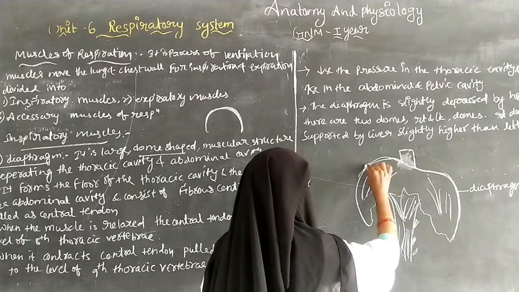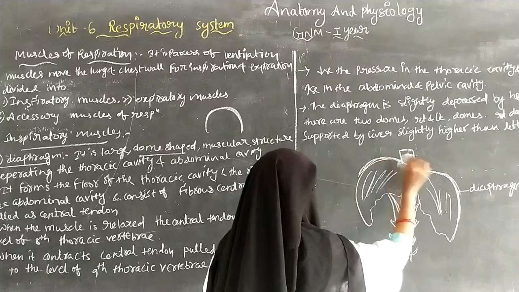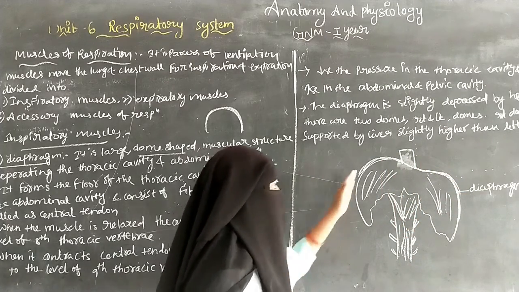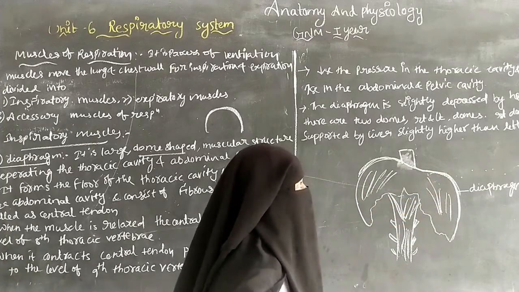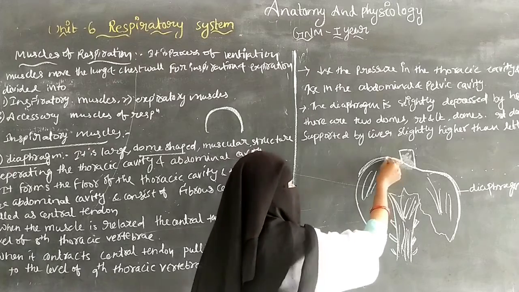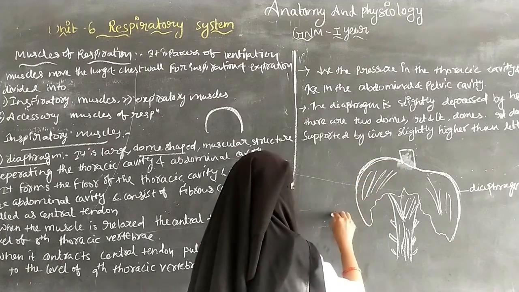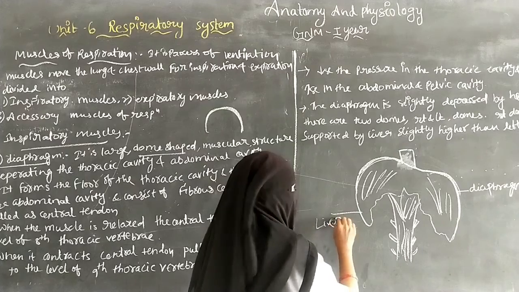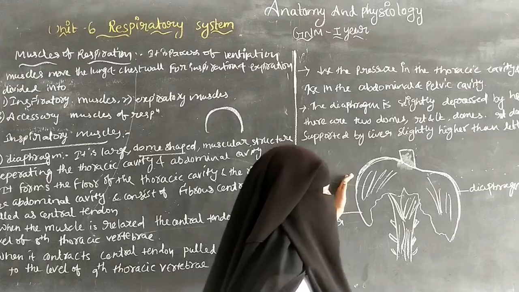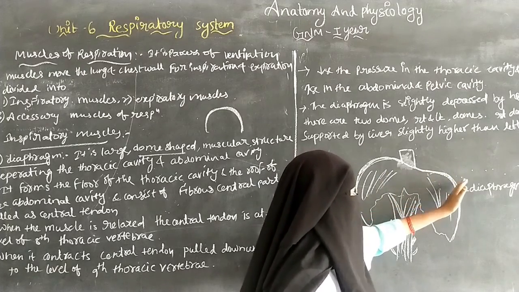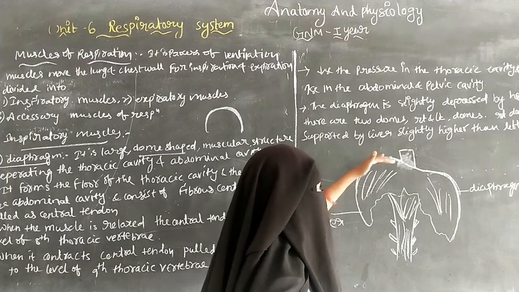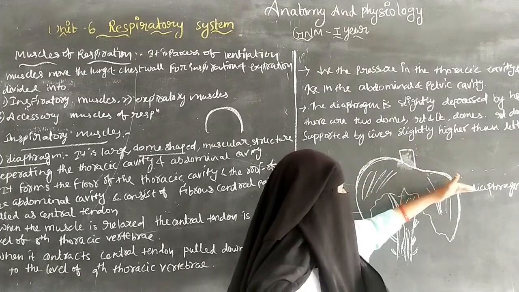The diaphragm consists of two domes, a right and a left dome. The right dome is supported by the liver, so it is slightly higher than the left. The left becomes lower, and the right dome is higher than the left dome.